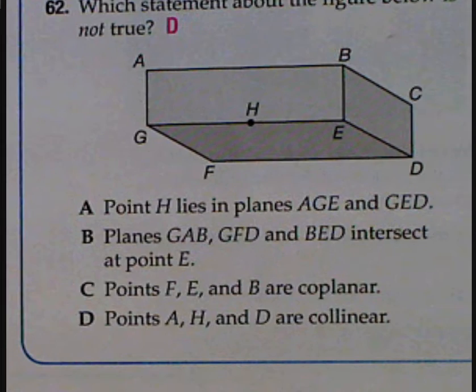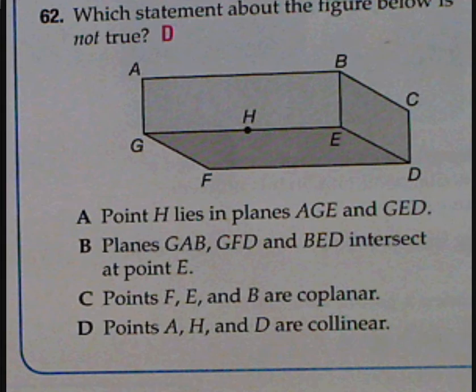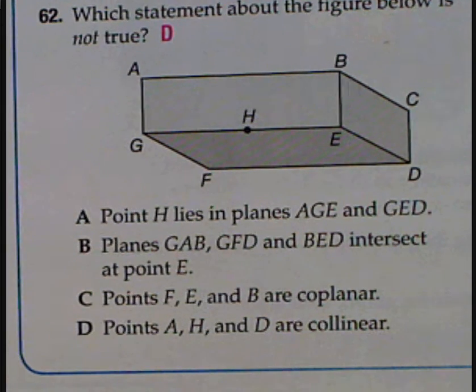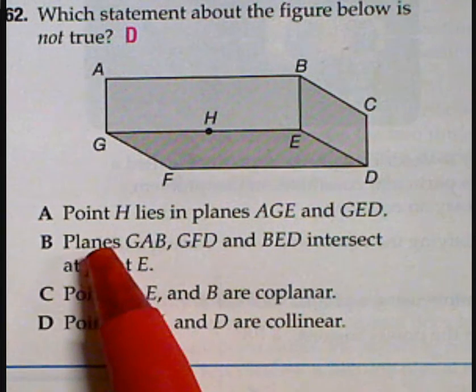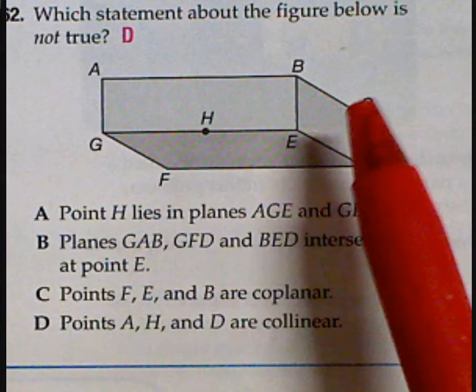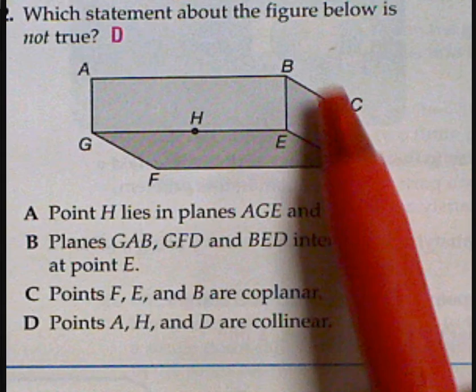Now we are on page 12, number 62, not 16. It says, which statement about the figure below is not true? So we already know it's D because I'm showing you the book. Point H lies in a plane AGE.